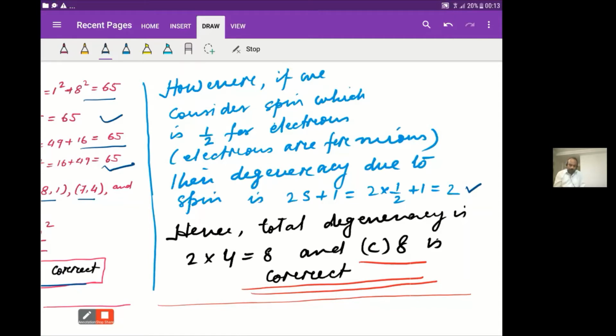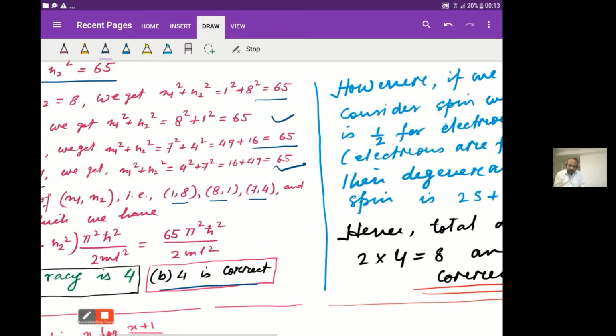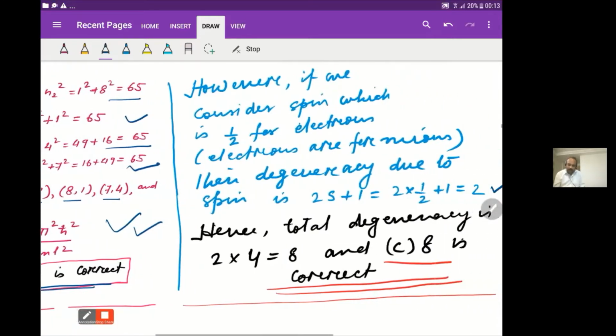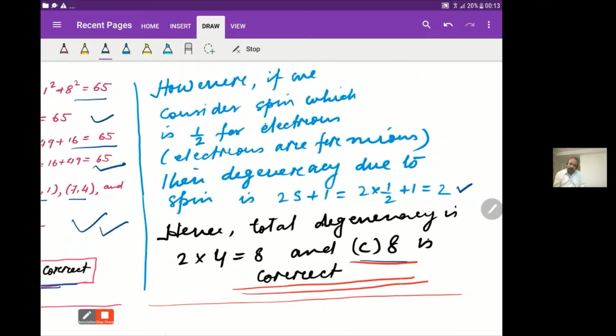So either we can have option B if we consider only the spatial component, and that time we get the answer 4 for the degeneracy. That means option B is correct. And if we also consider the spin, we get degeneracy 8. That means option C is also correct.